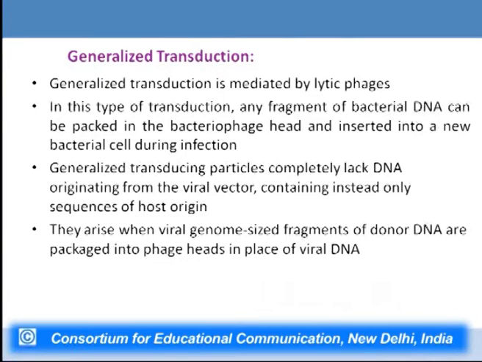These generalized transducing particles arise when viral-genome-sized fragments of donor DNA are packaged into the phage heads in place of viral DNA. That happens when the bacterial cell is lysed and its DNA is cleaved into small fragments. These fragments can accidentally get packed inside the head of the bacteriophage, and when this happens, it becomes a transducing particle or a transducing bacteriophage. A random-sized DNA fragment is transferred whenever generalized transduction takes place.